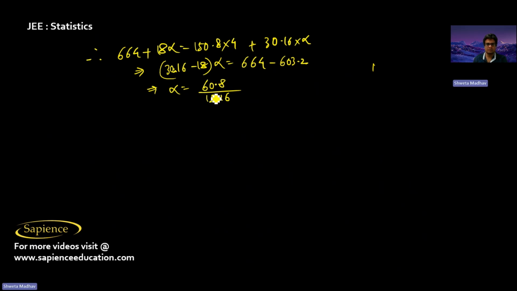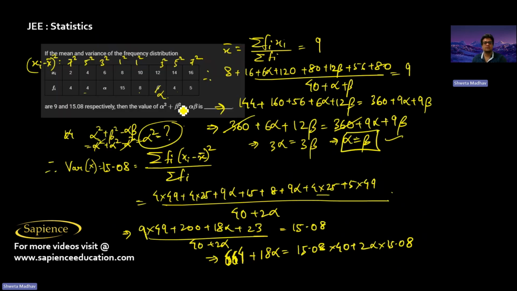Okay, this will be equal to 12.16. So this would be equal to 5 actually. 12 5s are 60, 16 5s are 80. So this alpha will be equal to 5. So therefore, alpha square is equal to 25. Therefore, the answer is 25.